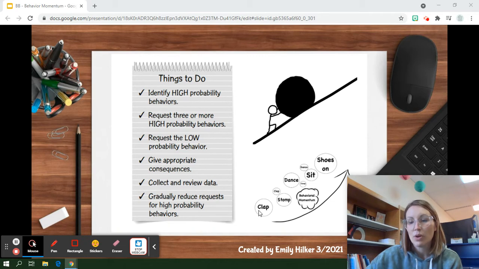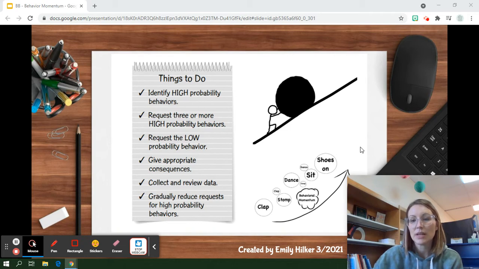So we would be giving requests that are easy for the student. Clap, stomp, clap, dance, sit, shoes on. Shoes on is the low probability behavior that is more difficult. But by chaining all of these easier tasks beforehand, and by praising the student after each one, the student is more likely to follow the momentum and do this last behavior or task.